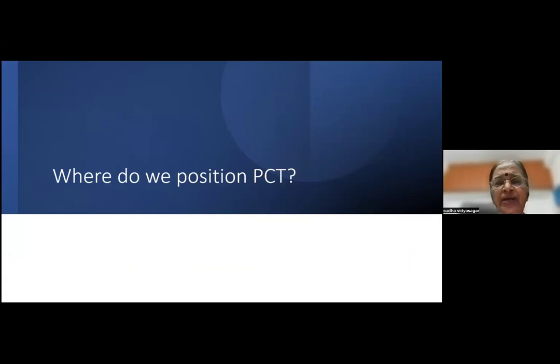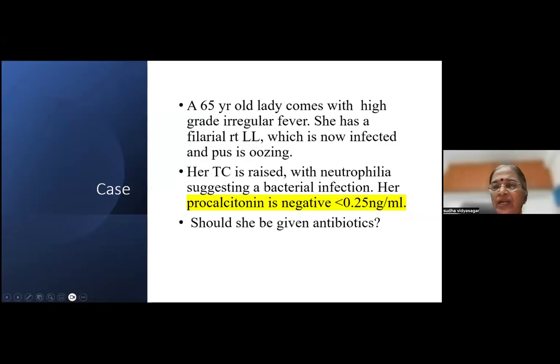So let's look at where we position this procalcitonin. Now let's look at this problem. A 65-year-old lady comes with high-grade irregular fever. She has a right lower limb which is infected and pus is oozing. Her TC is raised, neutrophilia is there, suggesting a bacterial infection. Procalcitonin is negative. Should this patient be given antibiotics?